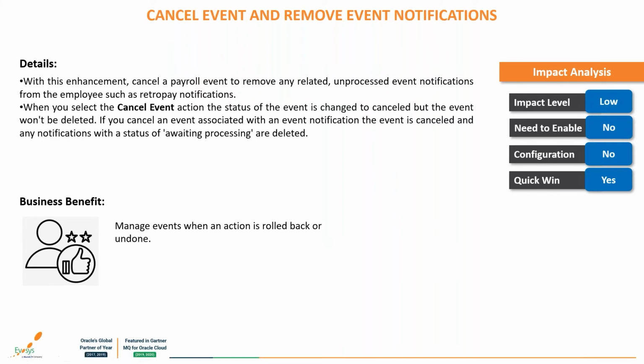The next feature is cancel event and remove event notification. This feature would allow us to make corrective actions in the backend when corrective actions on worker assignments have been made. So let's say, for example, a worker assignment had a backdated update with a new job name made. Now, this definitely created some retro notifications. And later we realized that the update was incorrectly performed and we delete the update from the worker. Now, this would not automatically delete the retroactive change, the underlying retroactive notification.